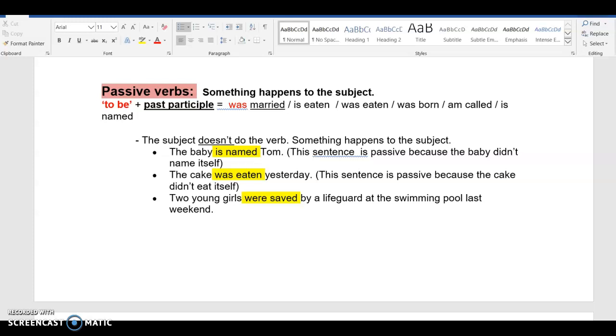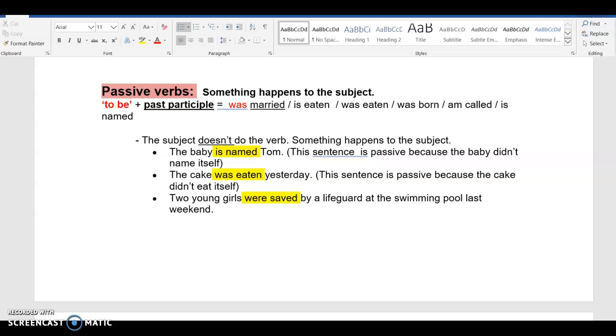Let's look at the last example. 2 young girls were saved by a lifeguard at the swimming pool last weekend. 2 young girls, this is the subject. The verb were saved is the verb. Now the girls did not do the verb. The girls did not save themselves. The lifeguard saved them, okay? So in this example, the subject is not doing the verb, so it's a passive verb.